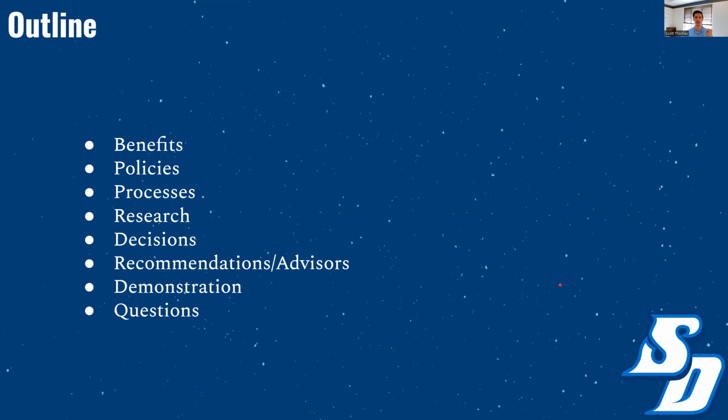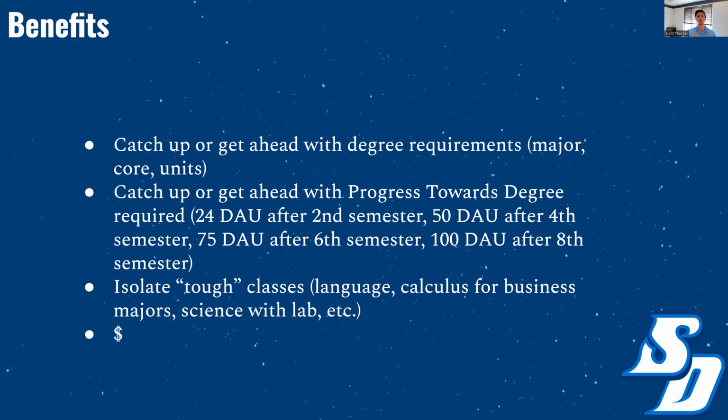So like I said, a lot of great ways to catch up or get ahead with your degree requirements for your major, your core, or just elective units. Or you can catch up and get ahead for your progress towards degree for your NCAA eligibility requirements. As a reminder, after your first year, it's 24 degree applicable units. After your second year, 50. After your third year, 75 degree applicable units. After your fourth year, 100 degree applicable units. That is for the 124 unit programs, not the 147 engineering. They're a little bit higher still, so it might even be a better idea if you're an engineer.